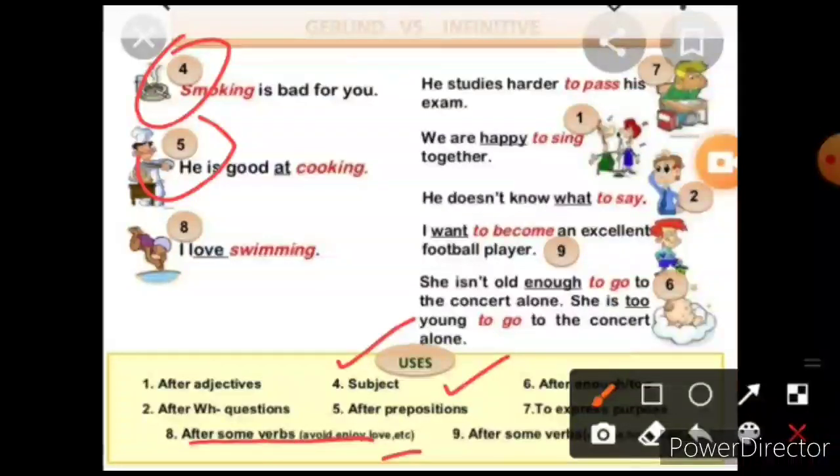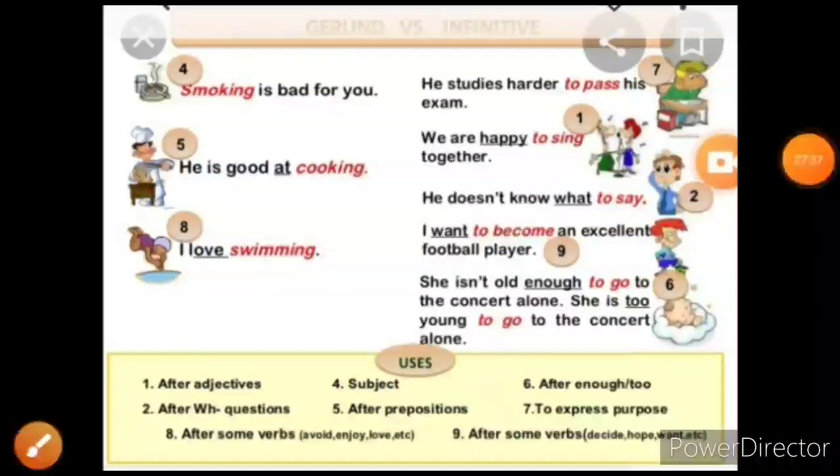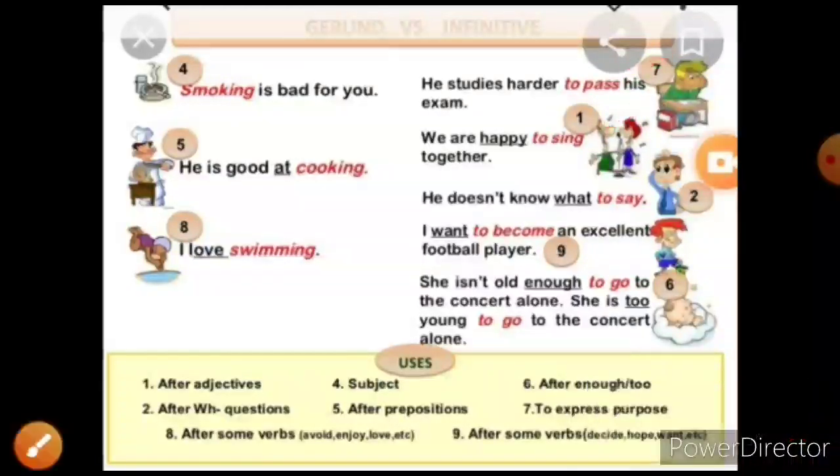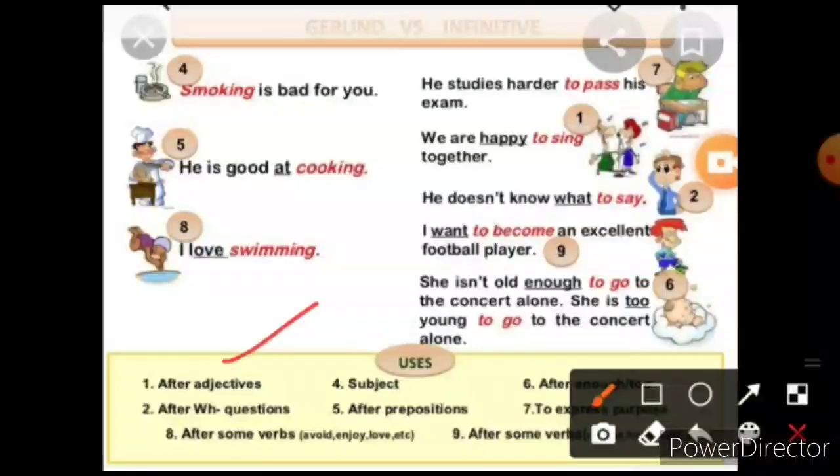So in the same way, if you look at the 7, 1, and over here, these are the 4 types of gerunds that they have used. He studied harder to pass. Now if you look at point number 7 over here, to express purpose, then we have we are happy to sing over here. It is number 1, after an adjective they have used what? They have used an infinitive. So in this way, if you look at this table closely, you are going to understand it. Okay girls, I hope that you have understood it.